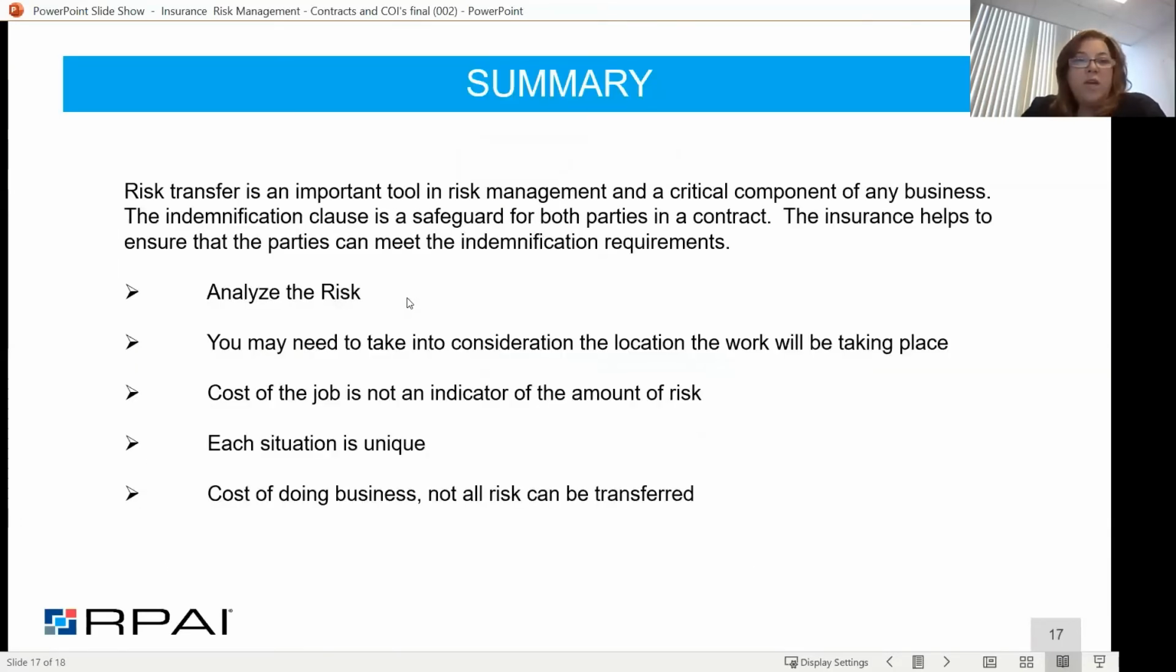So what are we saying is important? When you're looking at risk transfer, which is a key tool for a risk manager, it's transferring that risk to the appropriate party. So how do you safeguard that? How do you make sure that happens? Again, it has to be the matching up: you have the indemnification, which is the requirement for them to indemnify you. How are they going to meet that requirement? They're going to have the right insurance in place.